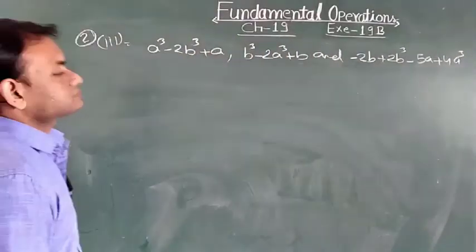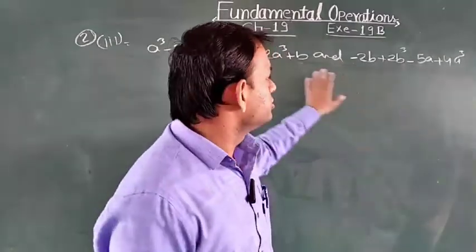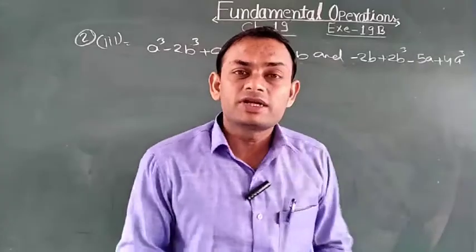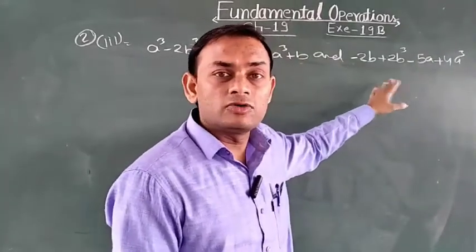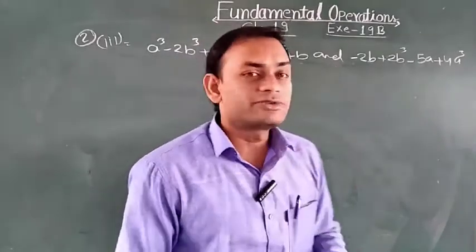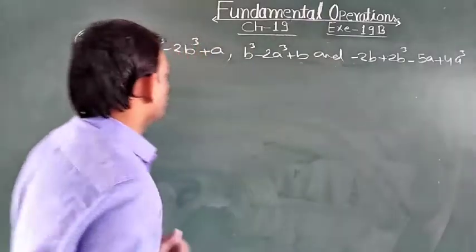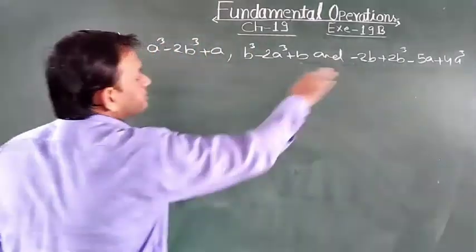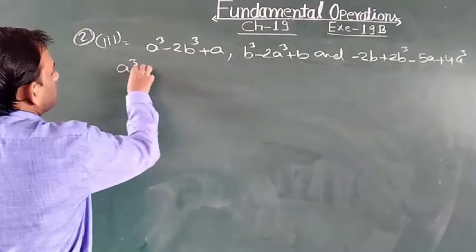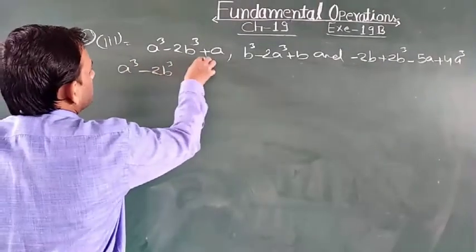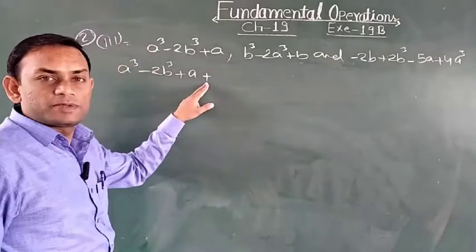As I told you, there are two methods, the column method and the row method. If you use the column method in this, you will get stuck because there are different types of variables, a cube, b cube, b. So instead of this, we will use the row method, and you know how to use it. For this, we will write all the polynomials in a row. So a cube minus 2b cube plus a, then plus. We are writing the plus sign because we are adding.